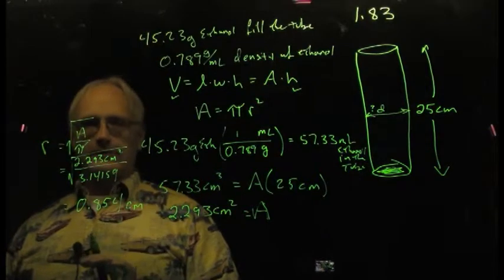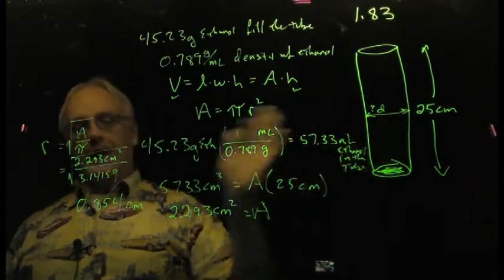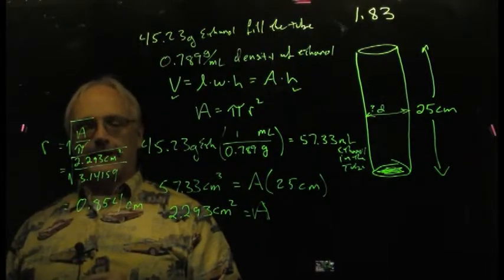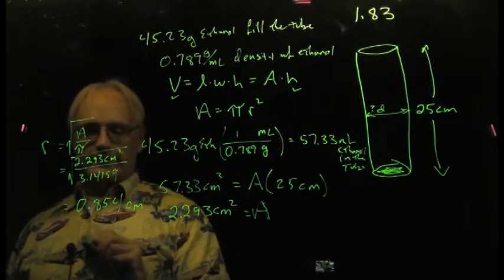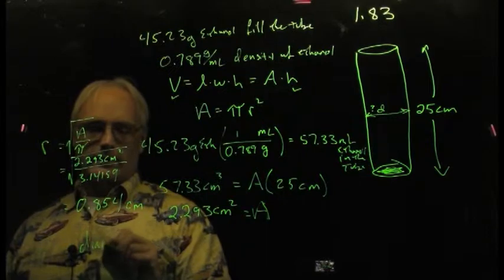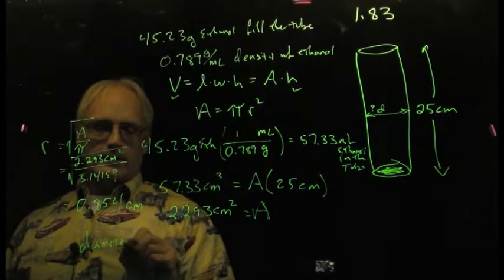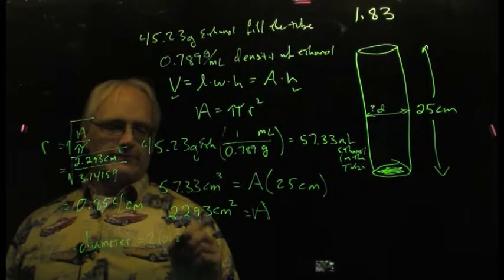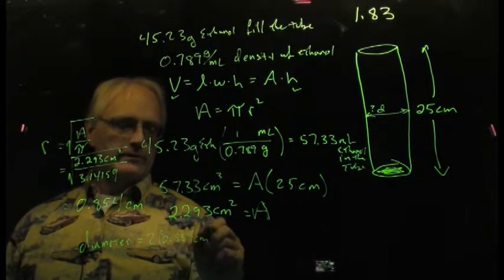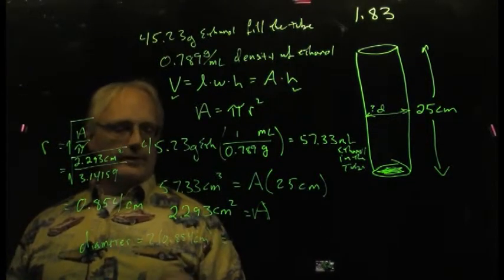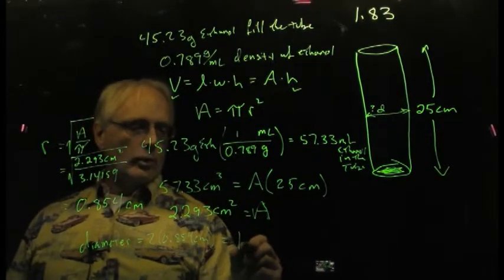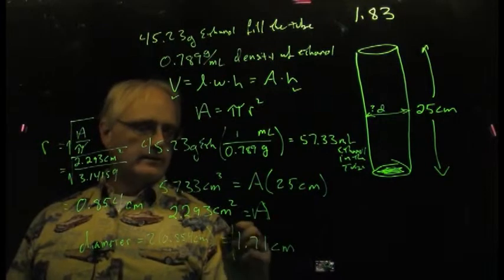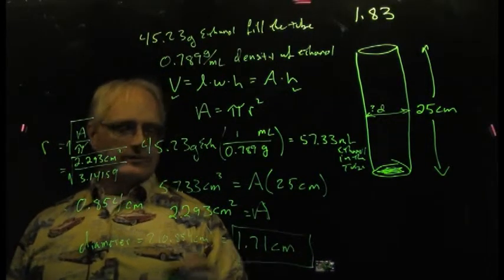Oh, we are so close now. The thing asks us for diameter. We now have our little fingers on the radius. We simply take that, multiply it by 2. The diameter is 2 times 0.854 centimeters. And that comes out with, rounded off, about 1.71 centimeters. And there is our answer.